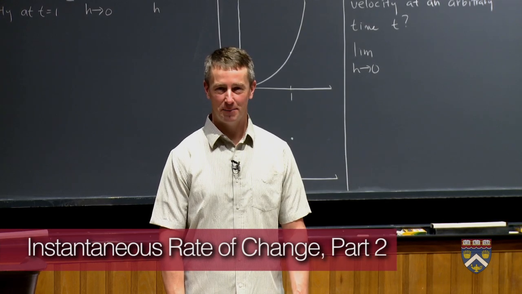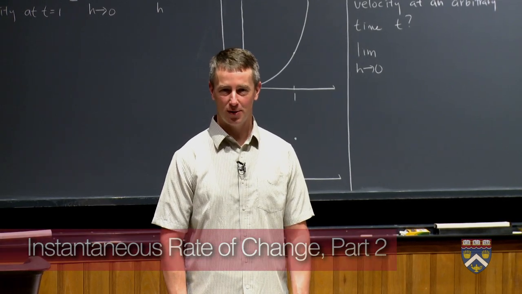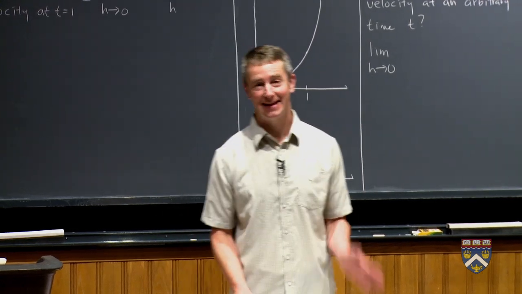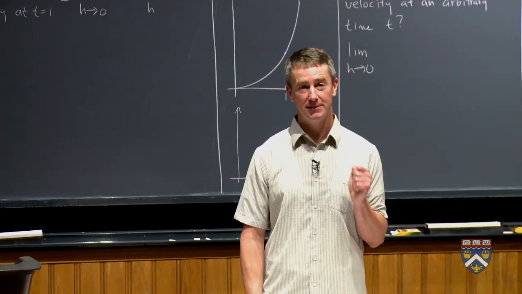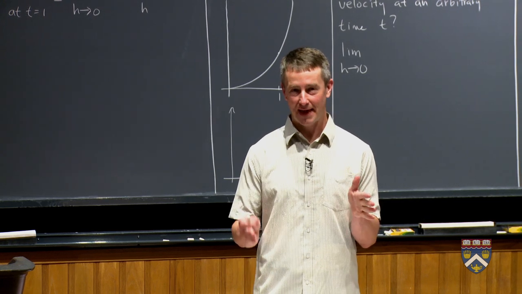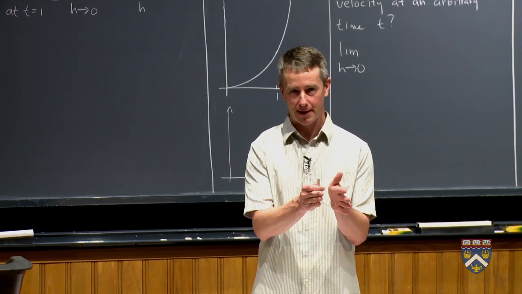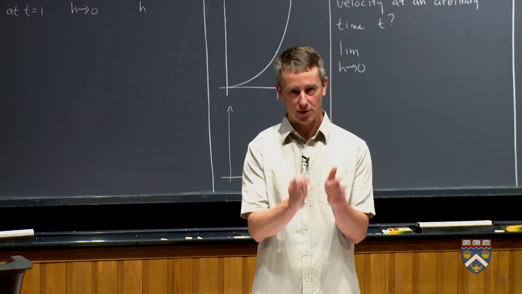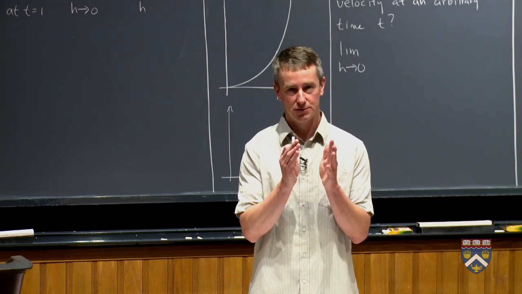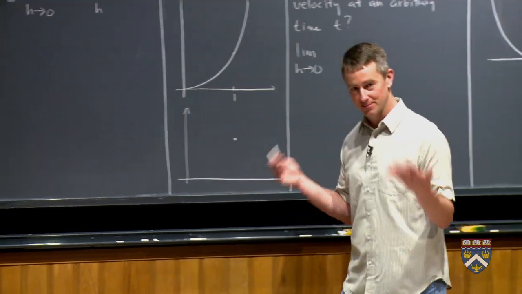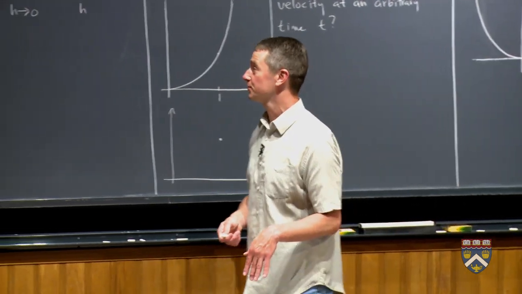All right, everyone, I hope that by exploring with that applet, you all came to the conjecture, at least, that the velocity exactly at time 1 should be 2 meters per second. And you did that by, in the applet, making the intervals smaller and smaller and smaller, and noting that the average rate of change got closer and closer to 2 meters per second. Now we want to use calculus to actually prove that.